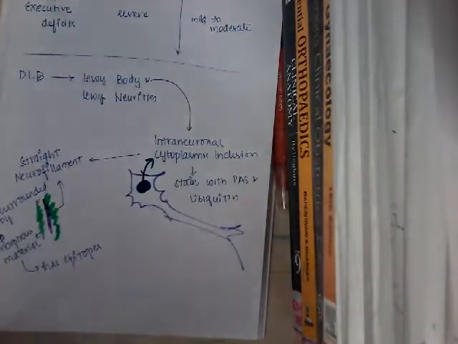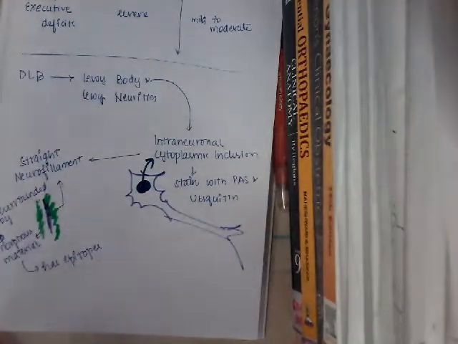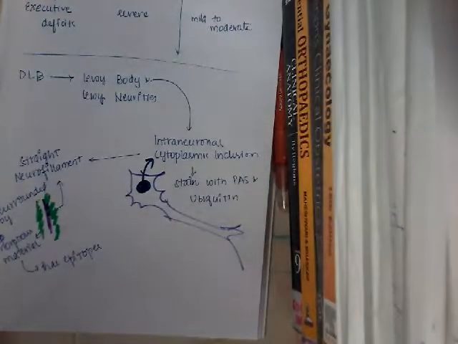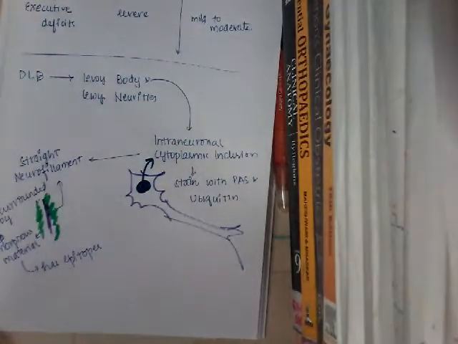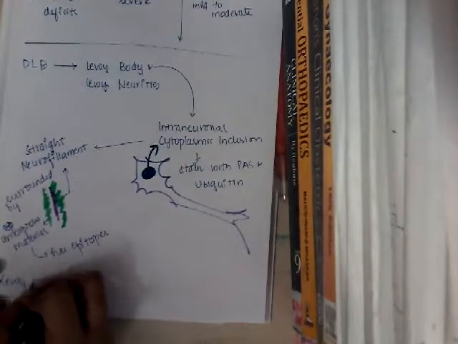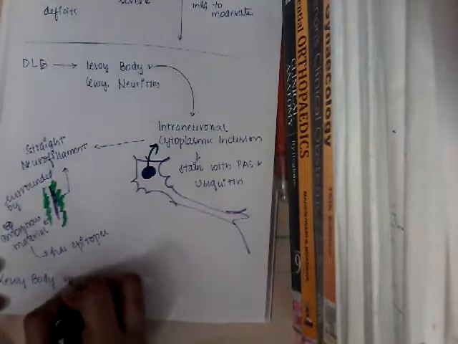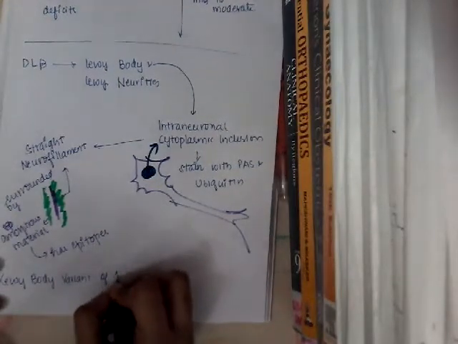These Lewy bodies are found in the substantia nigra in idiopathic Parkinson's disease. Sometimes this Lewy body disease can be called diffuse Lewy body disease, or if they contain a large number of amyloid plaques and also neurofibrillary tangles, then we can call it the Lewy body variant of Alzheimer's disease. So majorly there are two types of variants here. One is the Lewy body variant of Alzheimer's disease.